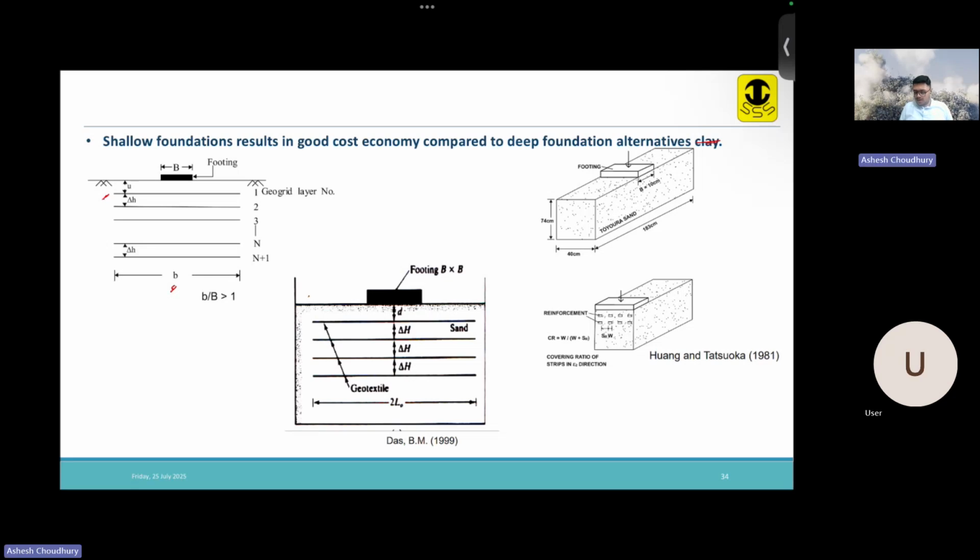Now, these are some experiments that were done by Huang and Tatsuoka, 1981. Here they have reinforced the soil with the use of steel strips. You can see there is some spacing, width, horizontal spacing, vertical spacing, and all that stuff. And this is the case of geotextile reinforcement. That also you can see.